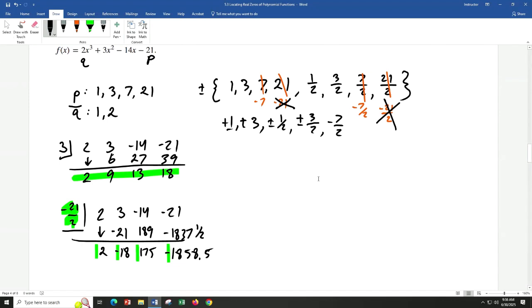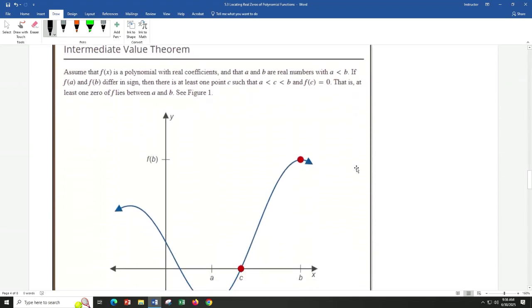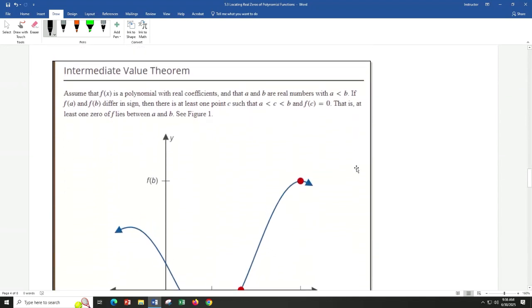Are you good with Descartes' rule? Are you good with everything else? Let's do an example, and then we're going to jump right back in, okay? Intermediate value theorem, okay? And we're going to do an example, hopefully. We might not get to an example today. We'll get to them tomorrow.